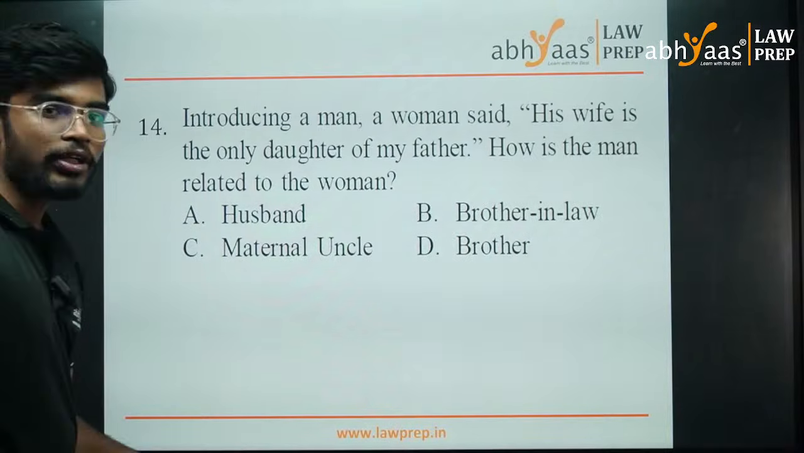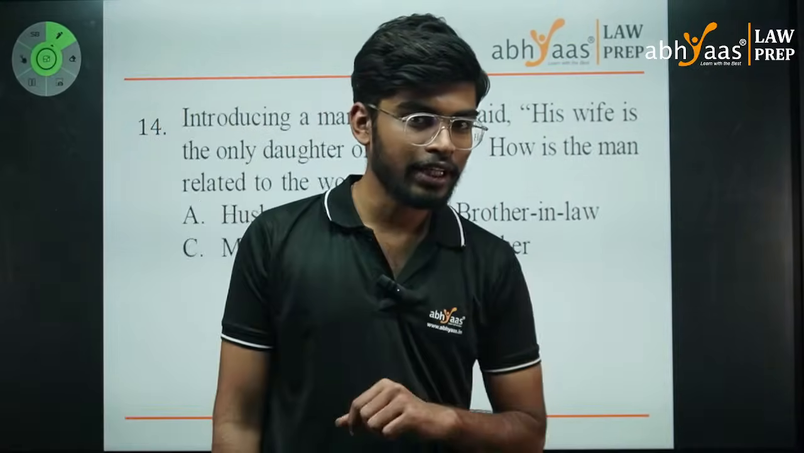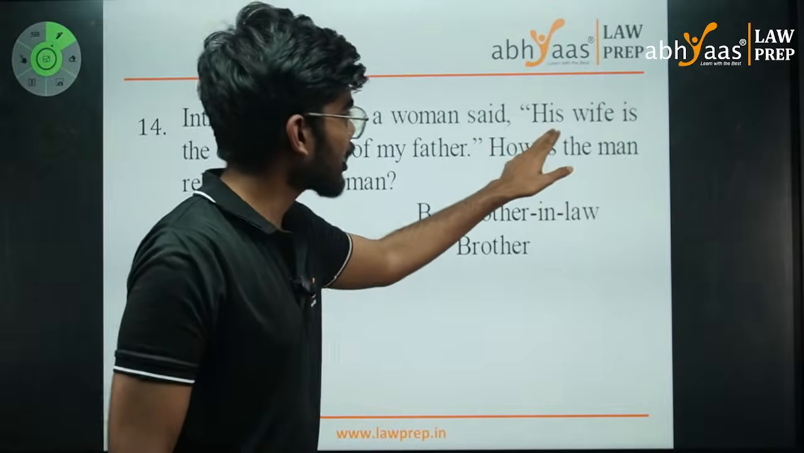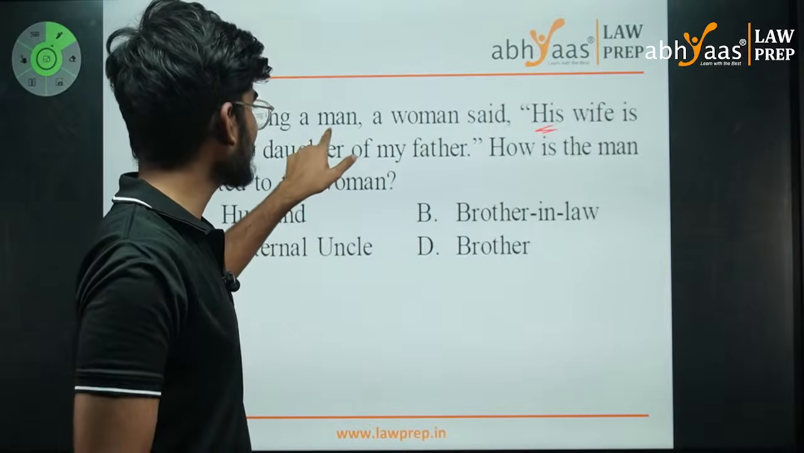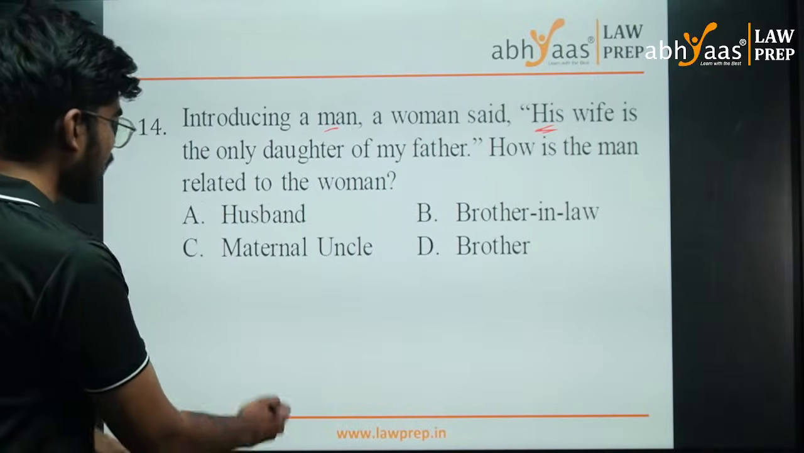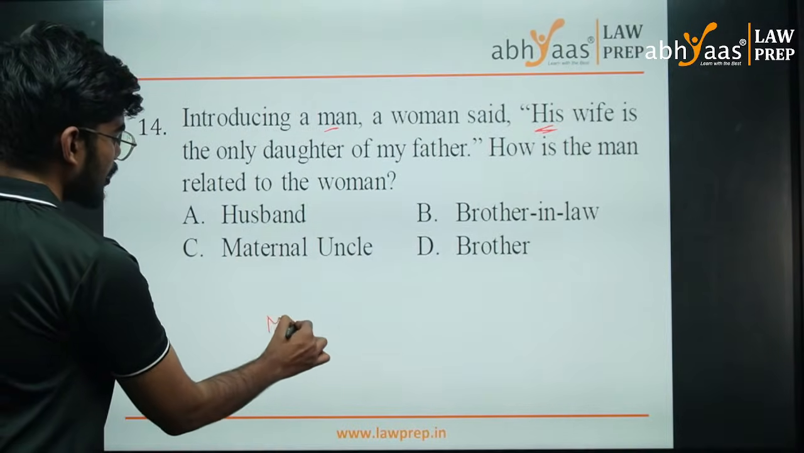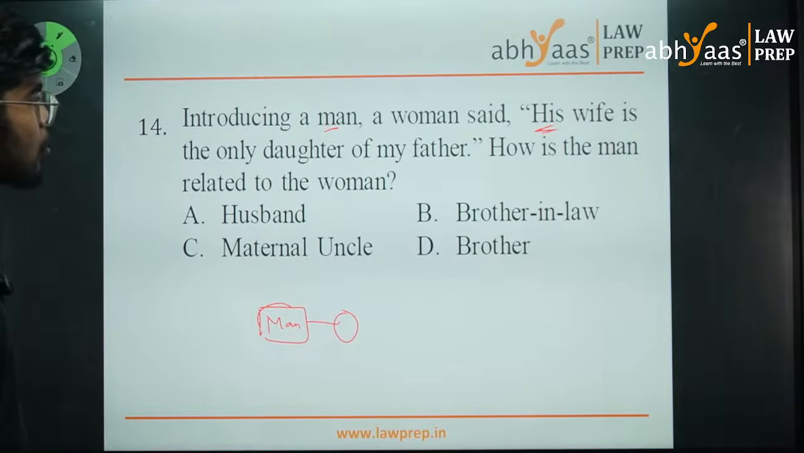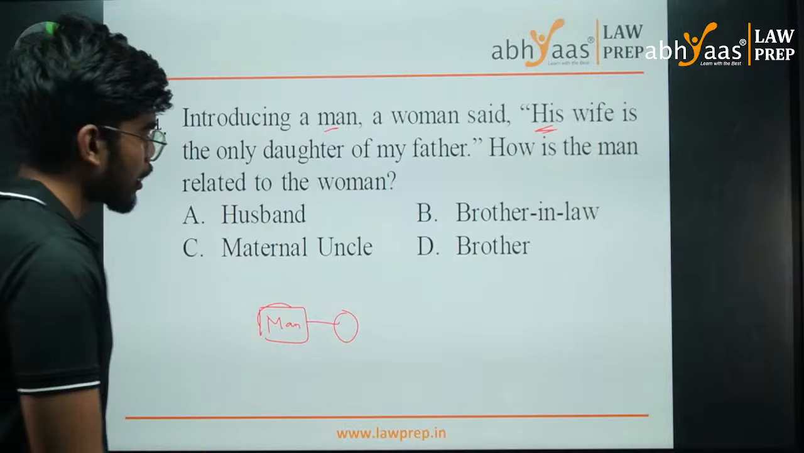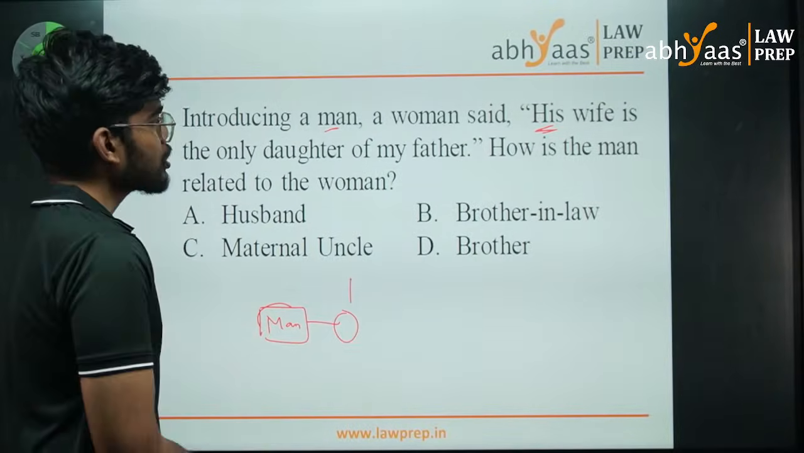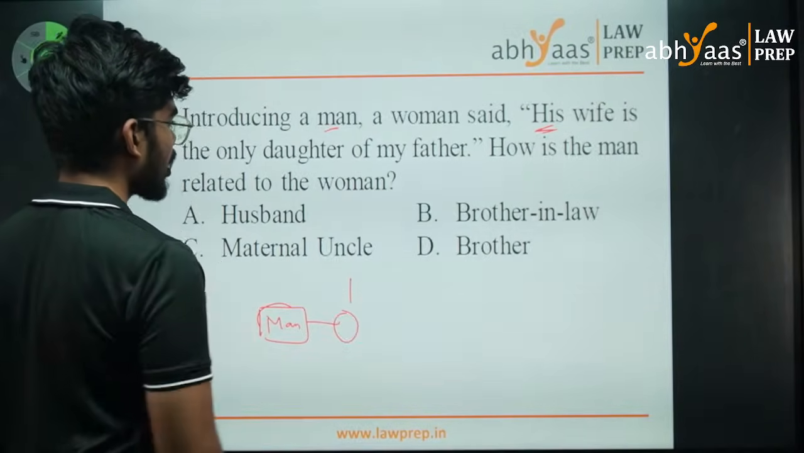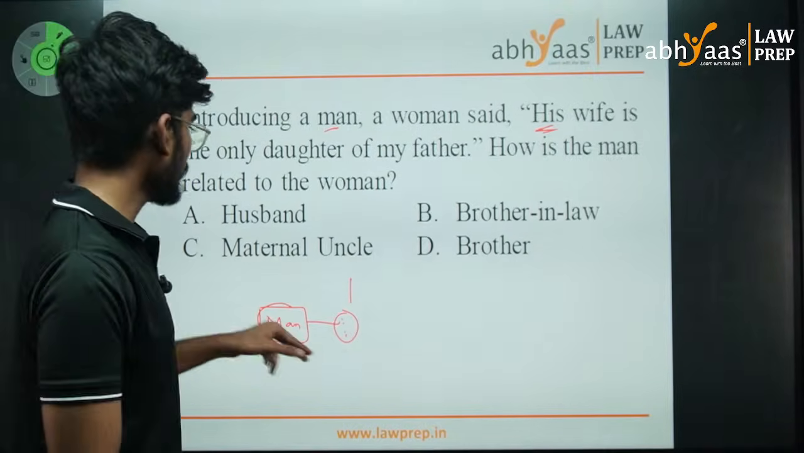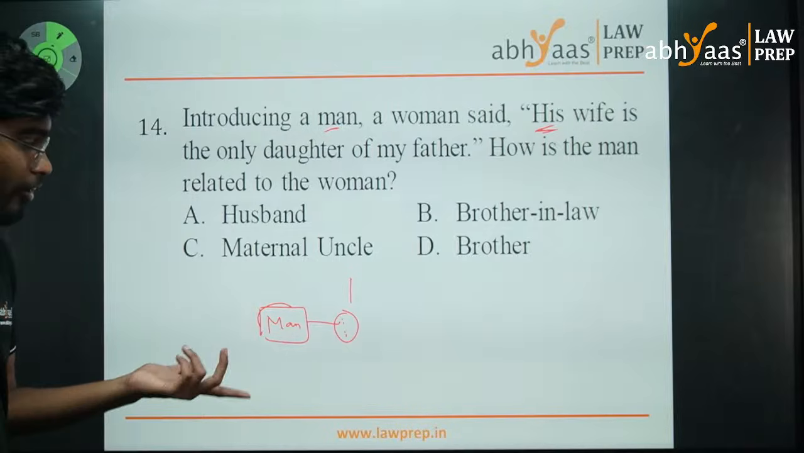Yeah, I hope you are done, or else please take a look at the explanation. Okay, introducing a man, a woman said his wife. His refers to this man, right? His wife, that means the man's wife, is the only daughter of my father. That means this is the woman itself. So, how is the man related to the woman? Brother directly. Why is it brother?